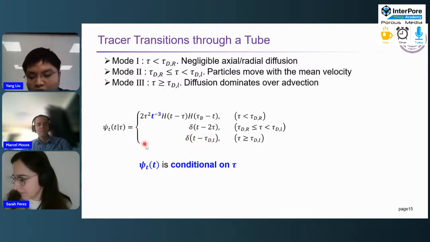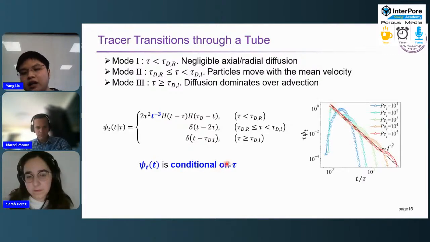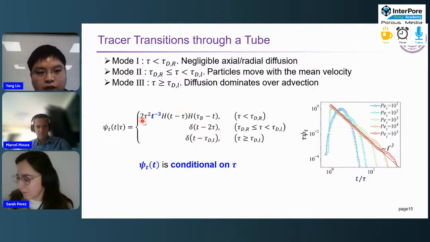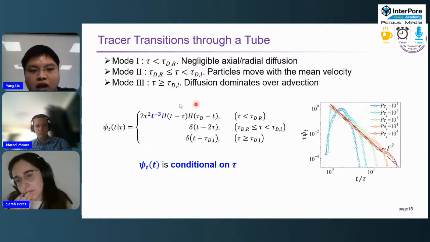From this formula, we see that the local probability density function for transition time through a single tube is conditional on the advection time tau. And the solutions for the first mode and the second mode are supported by numerical simulations with particle tracking. For example, at very high Peclet numbers, the local probability density function scales as t to the minus 3 and matches well with this analytical solution.